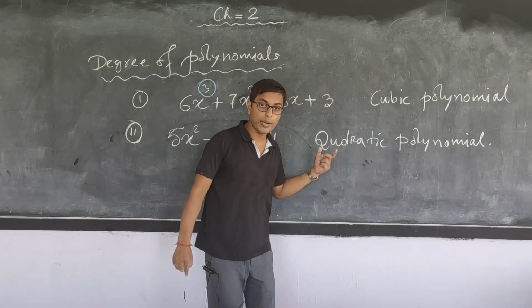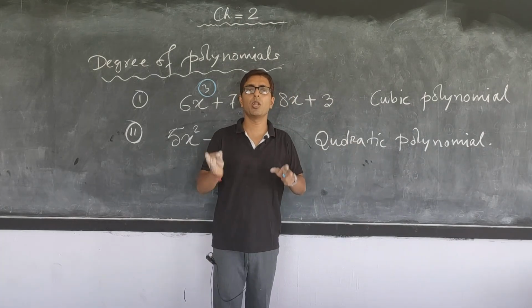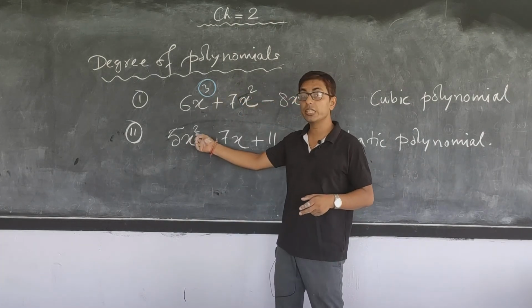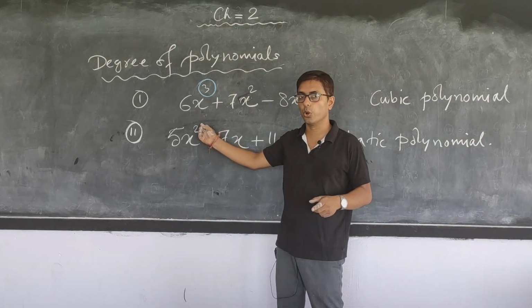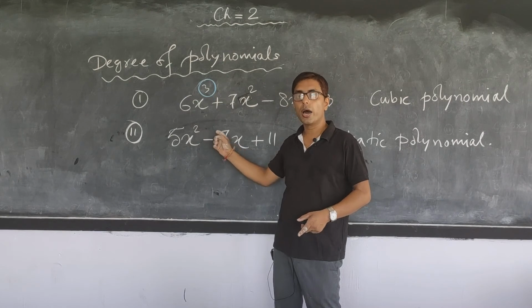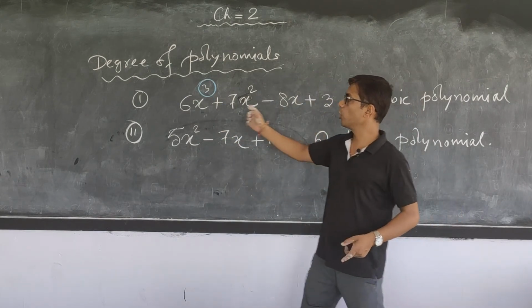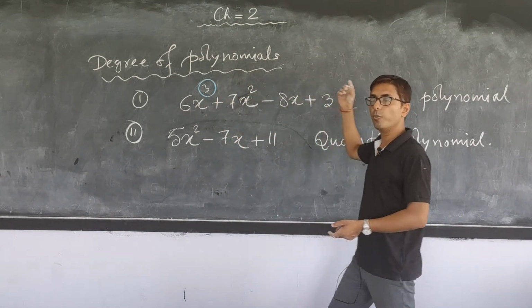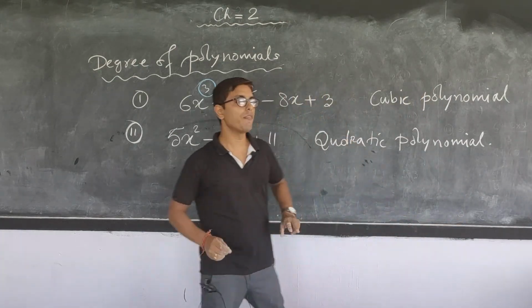Okay, what are quadratic polynomials then? Quadratic polynomials are those polynomials whose degree, meaning highest power, is 2, maximum power is 2. Those polynomials having the highest power 2 are called quadratic polynomials. Those polynomials having highest power 3 are called cubic polynomials. Clear? So hope you have understood.